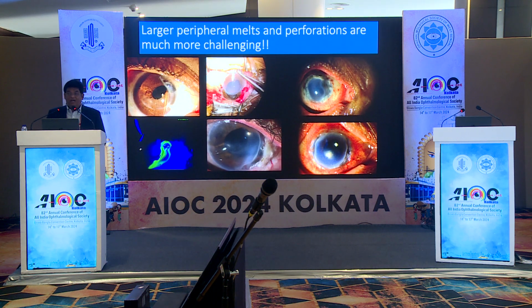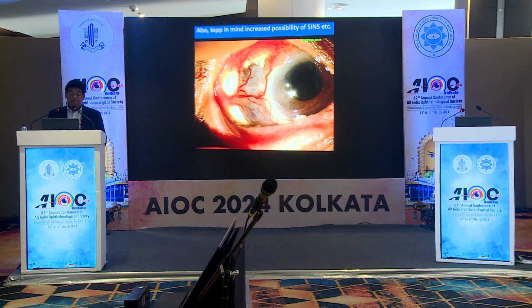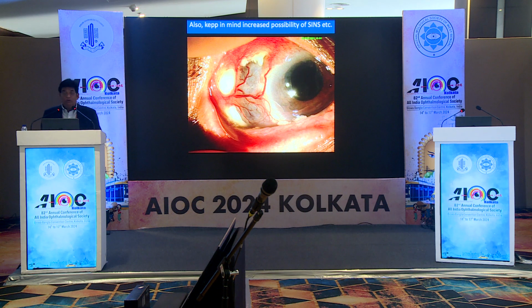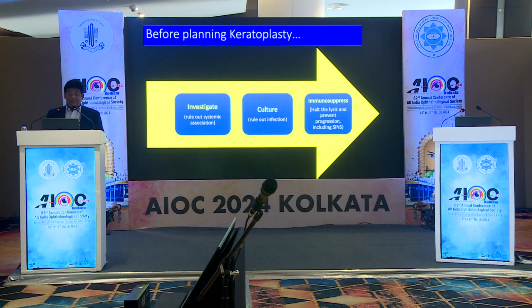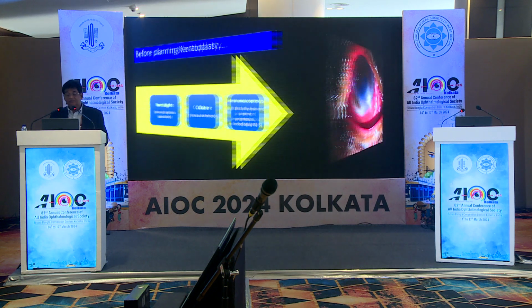But in cases of large peripheral perforations, it becomes a huge challenge how we treat these patients, especially since some of these patients might be having surgically induced scleral necrosis. Now, before planning the keratoplasty, it is important to investigate the patients to rule out any systemic association, also to culture the patient to rule out any infection, and also to immunosuppress the patient so as to halt the lysis and prevent the progression of the disease, including surgically induced scleral necrosis.